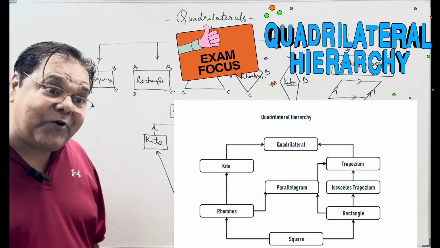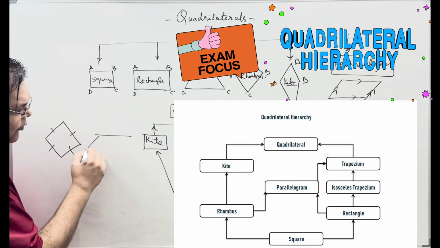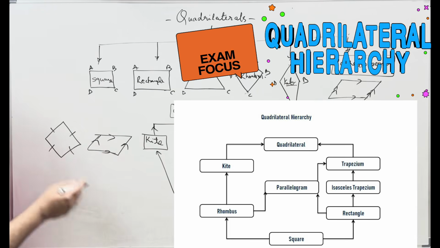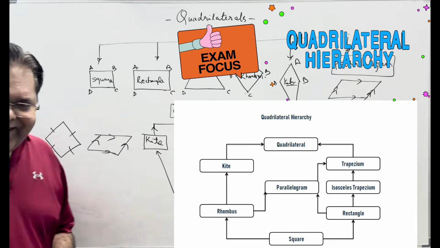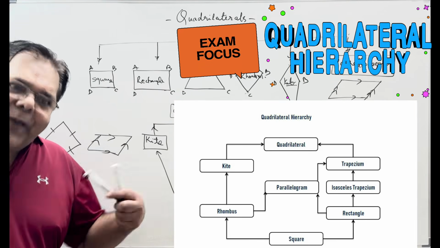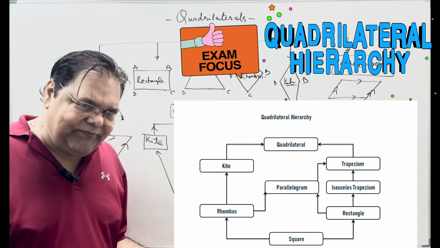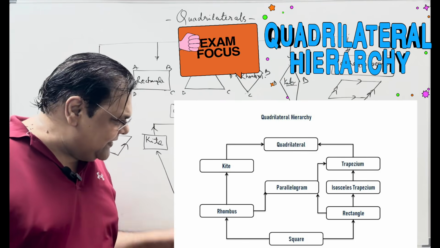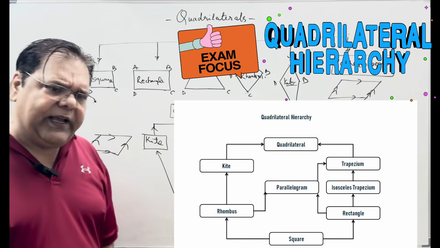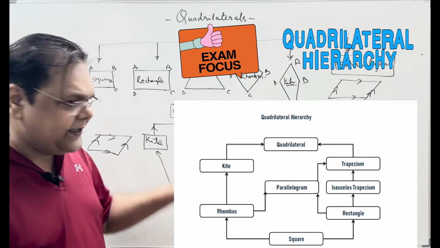All the rhombuses are parallelograms. This is a rhombus and this is a parallelogram. In a parallelogram, opposite sides are parallel. Here also opposite sides are parallel. In a rhombus, opposite sides are parallel. The moment the opposite sides are parallel, it is a parallelogram. A square is also a parallelogram, but a square doesn't come inside it directly. A square is a rectangle. If somebody asks you whether a square is a parallelogram, the answer is yes. A square is a quadrilateral, yes.